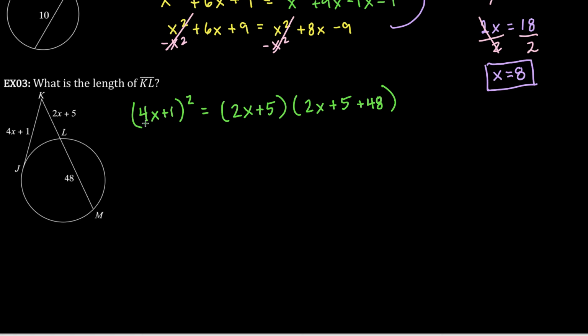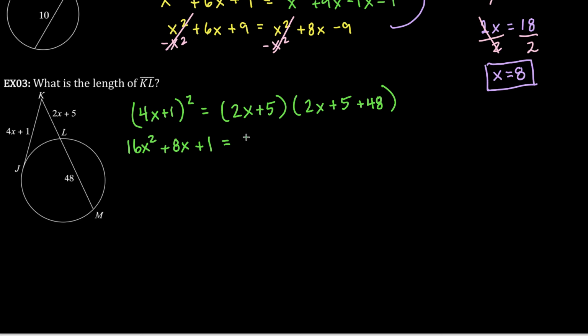And then this one's a square, so 4x times 4x is 16x squared. 1 times 1 at the end is plus 1. 4x times 1 is 4x. 1 times 4x is 4x, so I get 8x. If you can't do it in your head, just go ahead and write it out.